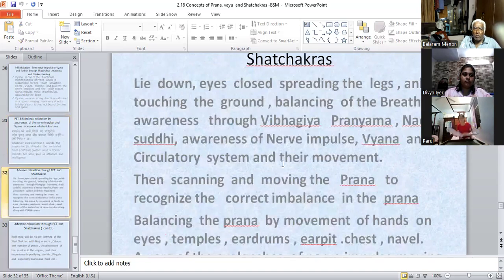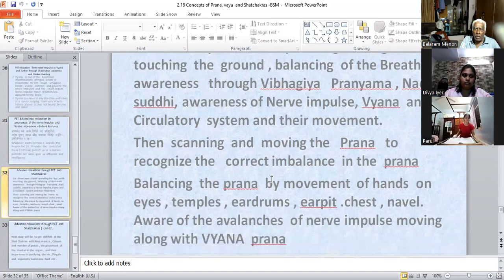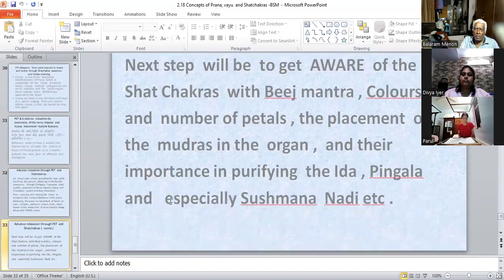Third chakra, lie down, close the eyes, spread the legs, balancing the breath. Pranayama, scanning and moving the prana to regain the current imbalance in the prana. Balancing the prana movement of the hands, the eyes, temples, eardrums, chest, navel, etc., with awareness on the nerve impulses moving along with the vyana prana. Okay. Be aware of the shatchakras, with the mantras, colors and everything.